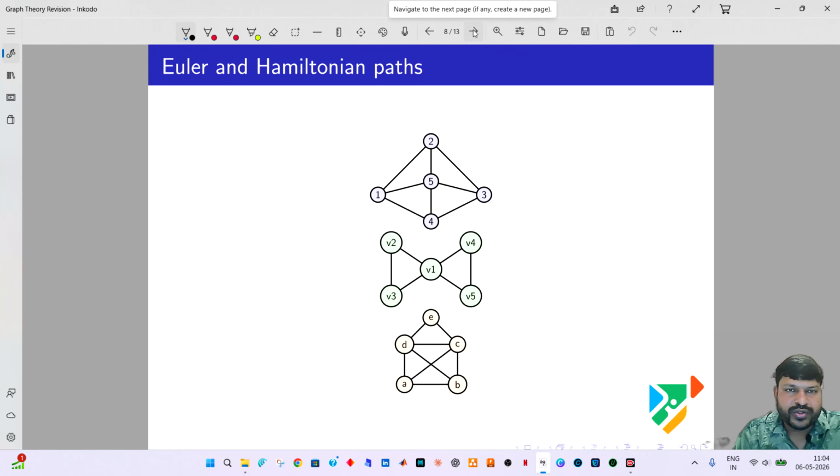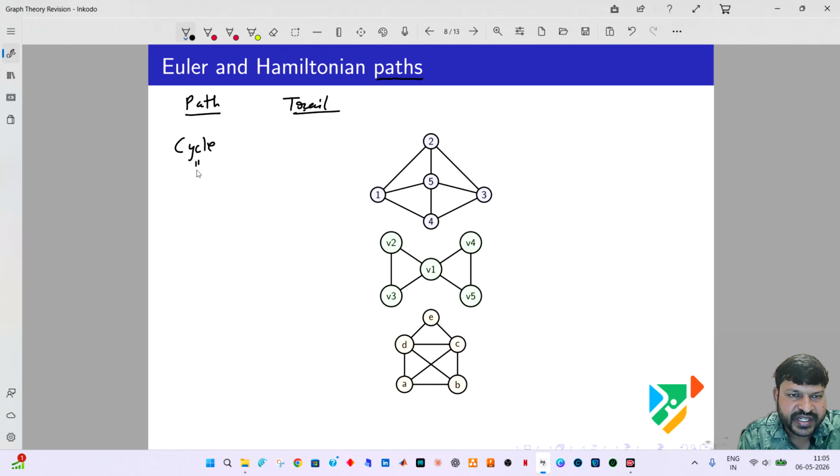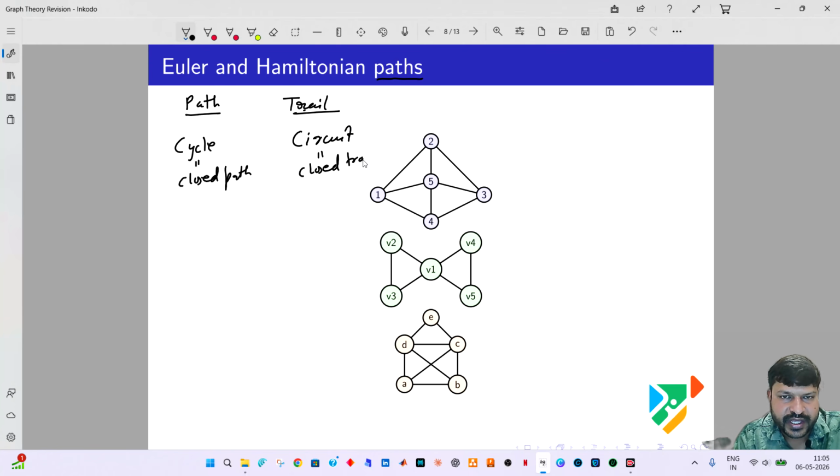Euler and Hamiltonian path. It depends on which book you are studying, so you have to be careful about the terminology used. You have a term path, then you have a term trail. Then you have a term cycle, which is treated as a closed path. That means the end vertices are the same. In a trail, in a circuit, what is a circuit? This is treated as a closed trail.